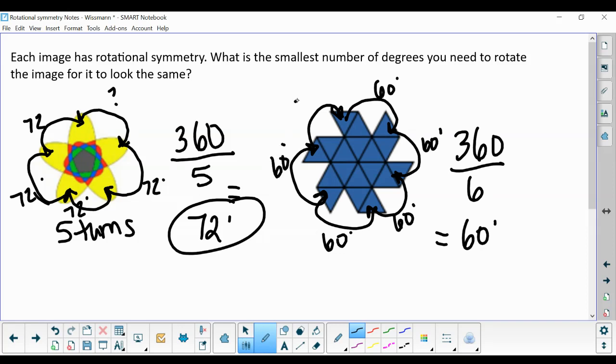In the next slide, you'll be asked to figure out the smallest number of degrees for each of them, whether they have rotational symmetry or not. And in one of your IXLs, you'll be asked to determine if it has rotational symmetry and the smallest number of degrees.